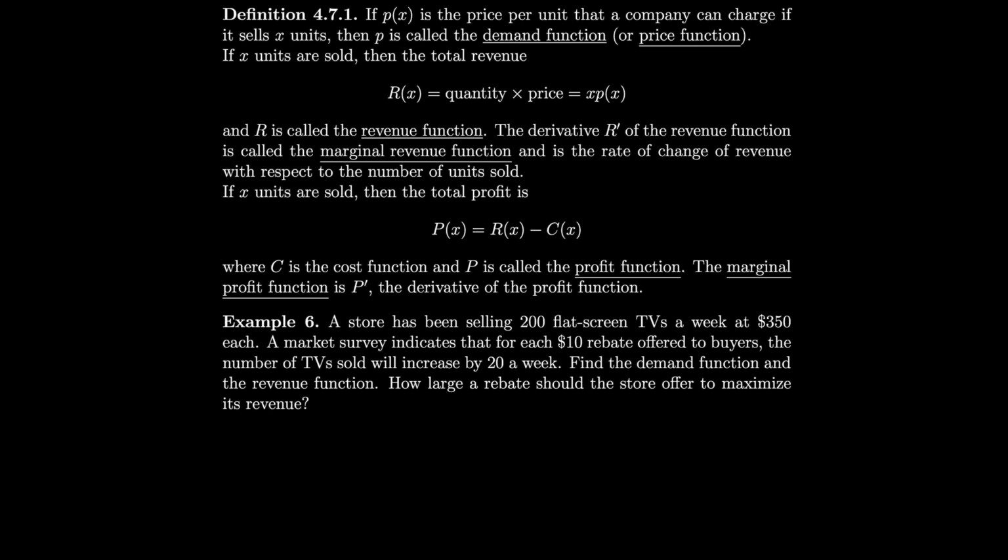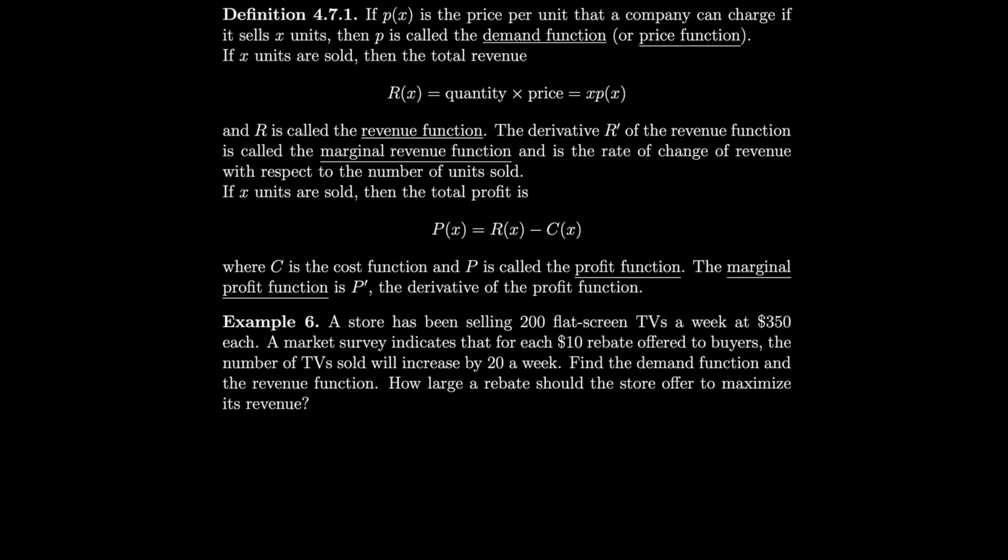Let's take a look at a couple more definitions. If P of X is the price per unit that a company can charge if it sells X units, then P is called the demand function, or price function. If X units are sold, then the total revenue, R of X, is the quantity times the price, which is X times P of X, and is called the revenue function. The derivative R prime of the revenue function is called the marginal revenue function, and is the rate of change of revenue with respect to number of units sold.